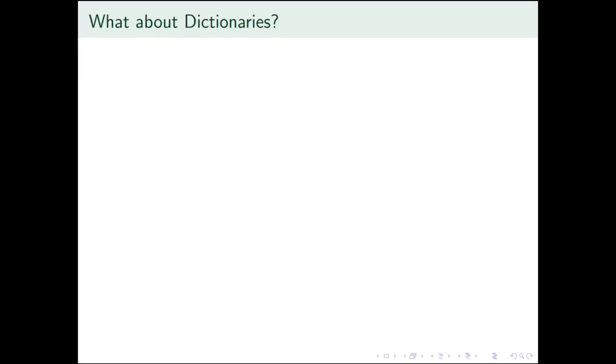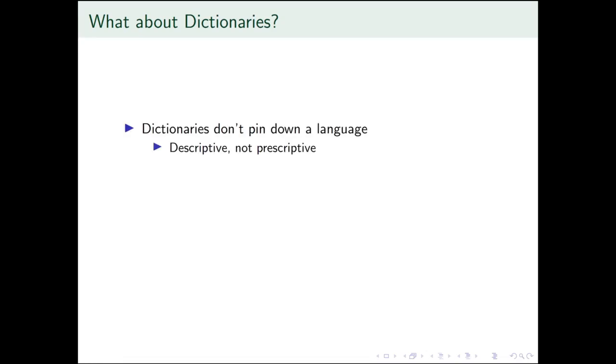One might object at this point. Don't dictionaries pin down a language enough that this isn't a problem? Don't words have definitive meaning? There's a few issues here. First off, linguists tend to approach language from what's called a descriptive perspective. That is, they're interested in describing how language is actually used, as opposed to the prescriptive perspective, where they tell people how language ought to be used.